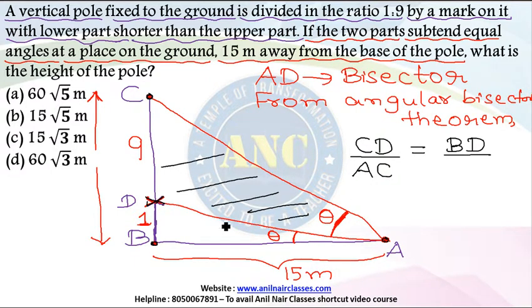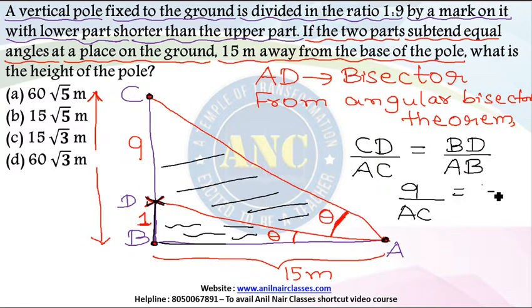Similarly, BD is something which you have already written in the smaller triangle. BD is already written. AD is the angular bisector. The other line should be BA or AB. Write down AB. You know the values. CD value is 9. AC value I don't know. BD value is 1. AB value is 15. So AC value will be cross multiply. It is 15 into 9.